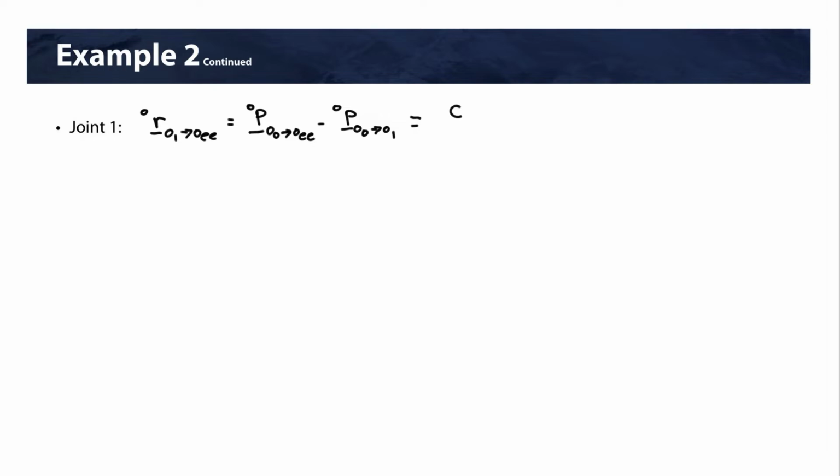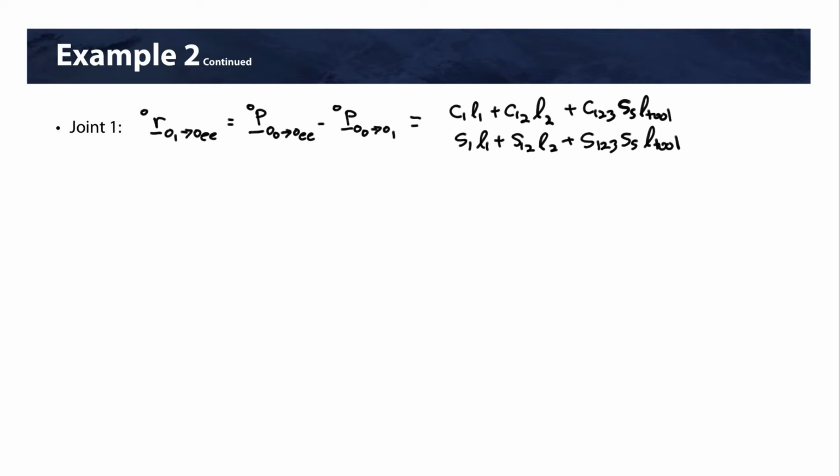And you'll see we have C1L1 plus C12L2 plus C123 S5L2. And then we have S1L1 plus S12L2 plus S123 S5L2. And then we have minus C5 L2 minus D4. All right, so that here is this vector here.